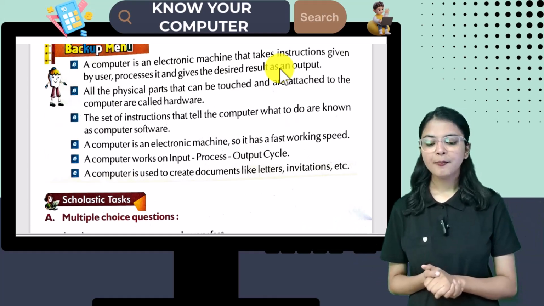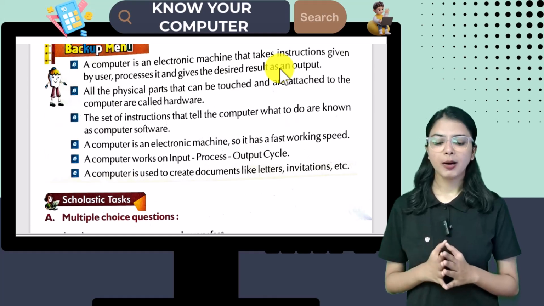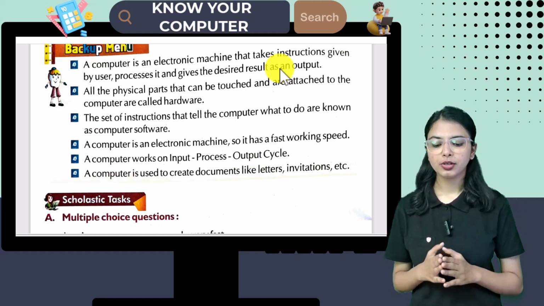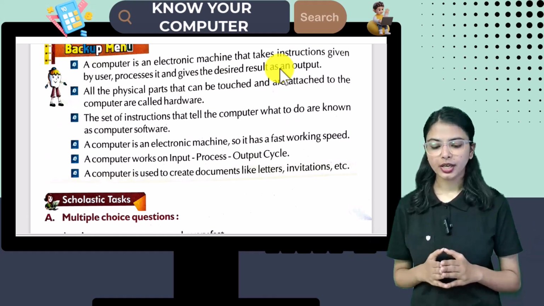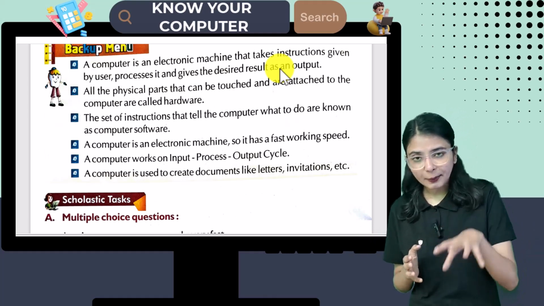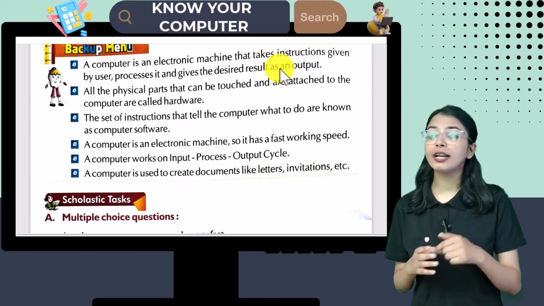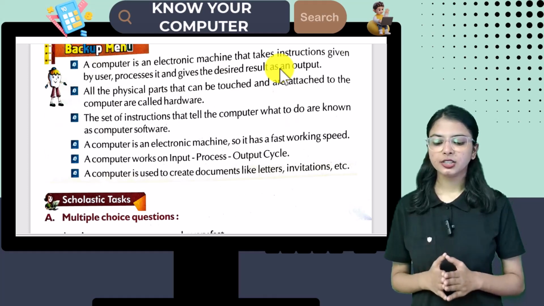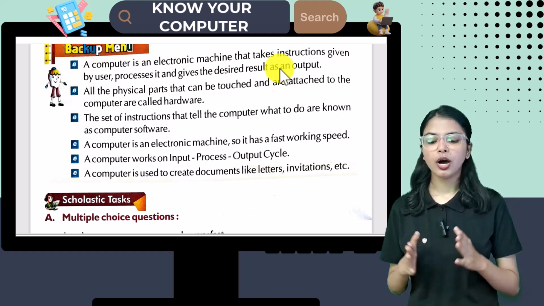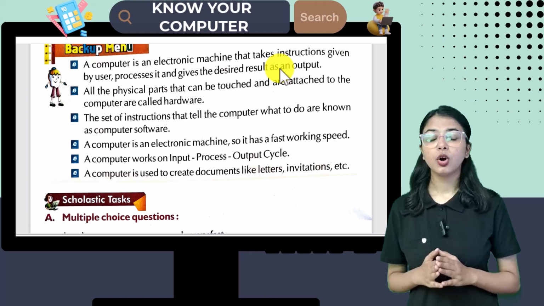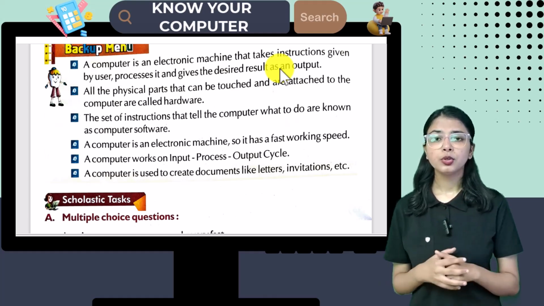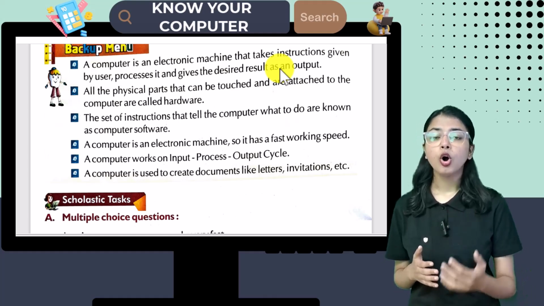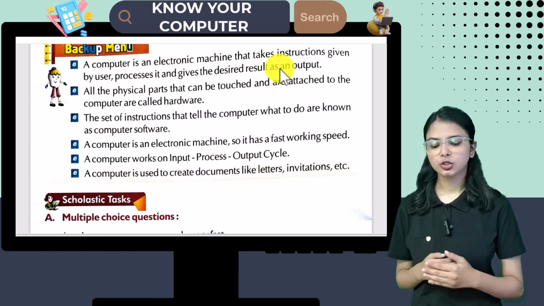Okay, students. Next is all the physical parts that can be touched and are attached to the computer are called hardware. The set of instructions that tell the computer what to do are known as computer software. Okay, so what is a computer software? Computer software is a set of instructions that tells the computer what to do. Okay, it gives the instructions to the computer.